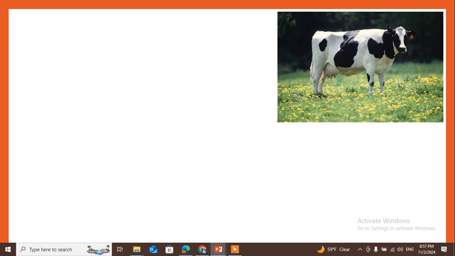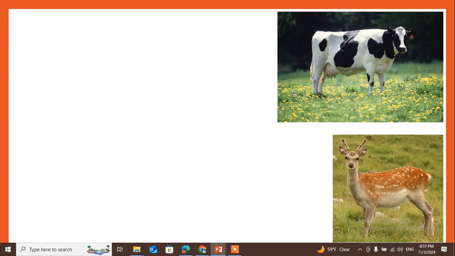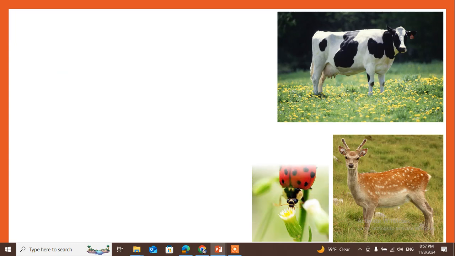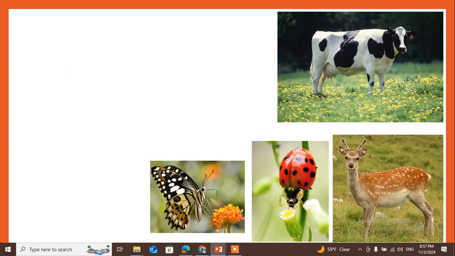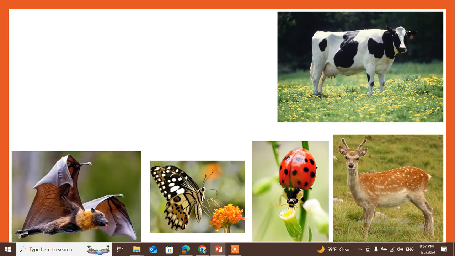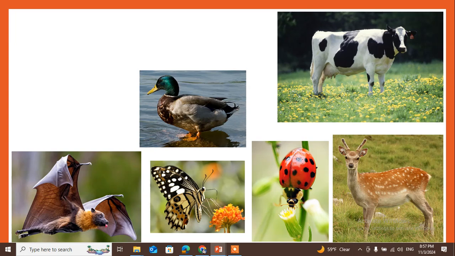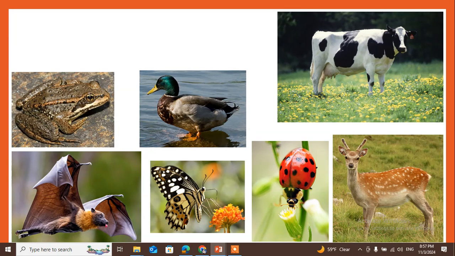I want you to look at this picture. What do you see? It's a cow. And this is a deer. What about this one? This is a ladybug. And this is a butterfly. This is a bat. And this is a duck. And this is a frog. So as you can see, these are different kinds of animals.